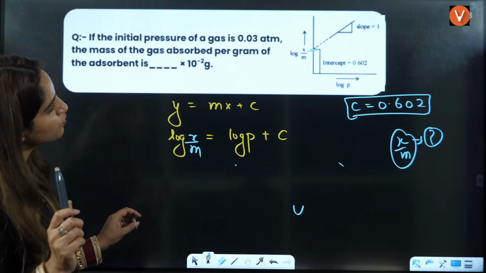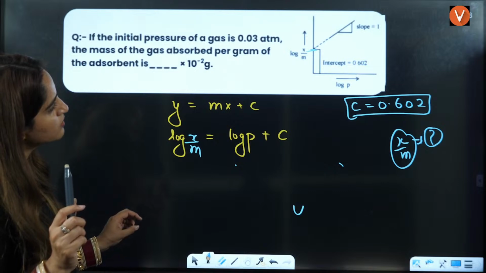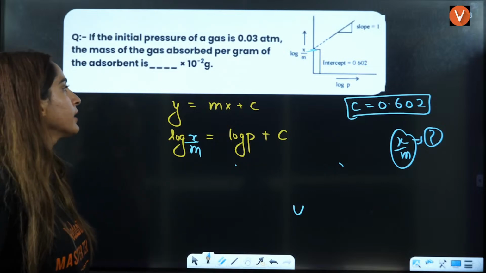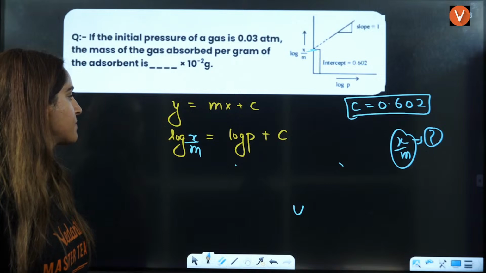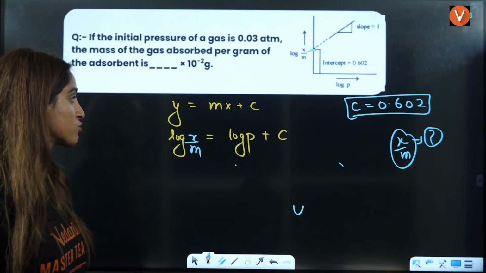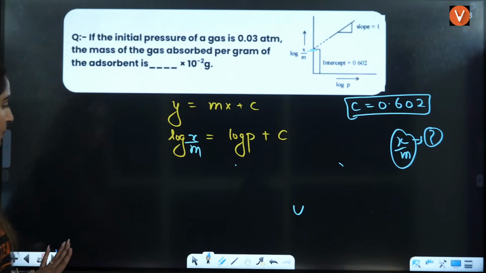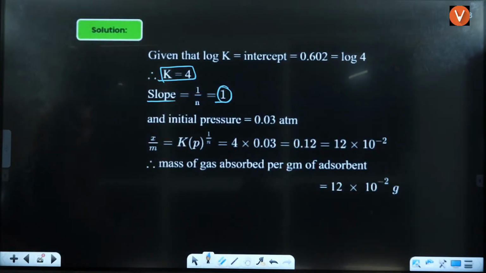Slope is equal to 1. If we say slope is equal to 1 here, then if we compare this with the actual formula, we can say this is the formula. So I'll just write the formula here so that we can actually get the value.